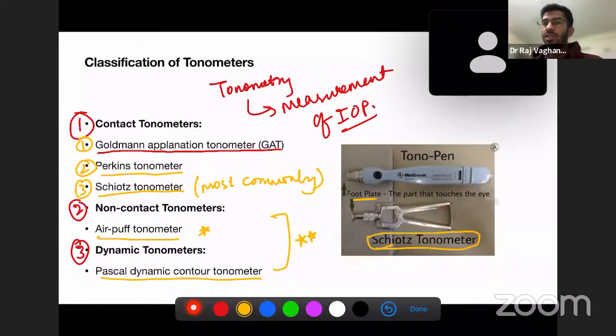And contact tonometers: the Goldmann applanation tonometer, Perkins tonometer, and Schiøtz tonometer. These three tonometers come in contact with the eyes. It requires contact with your eyes. Therefore, it is known as a contact tonometer.